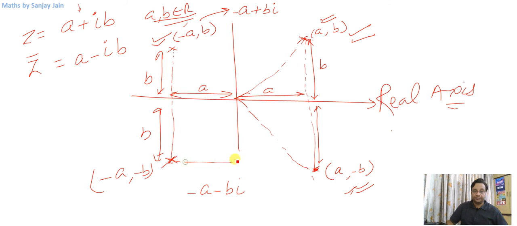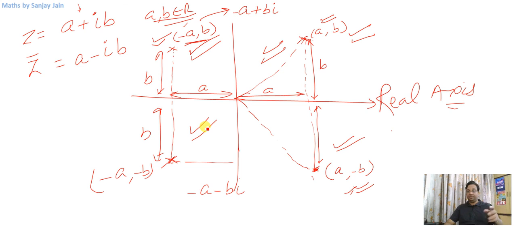So conjugate of a complex number is its reflection in the x-axis. So if a complex number is in the first quadrant, its conjugate will be in the fourth quadrant, and vice versa. If it is in the second quadrant, its conjugate will be in the third quadrant, and vice versa. That is, if it is in the third quadrant, its conjugate will be in the second quadrant. Okay.